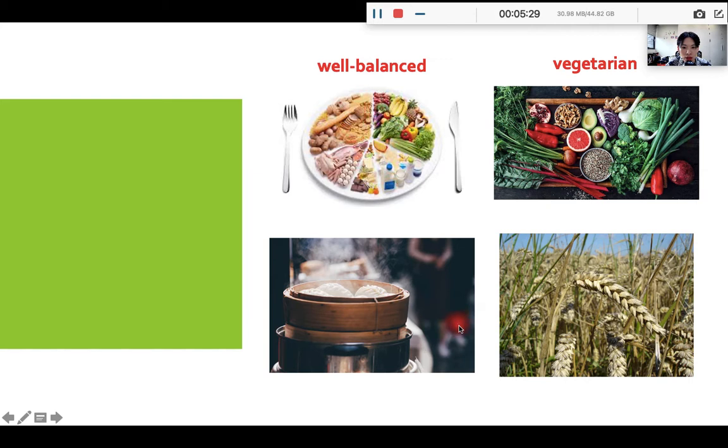And you see a lot of buns being put in this container, right? This kind of cooking is called steamed, okay? And finally, this kind of plant is called wheat. In fact, beers are made of wheat, okay?